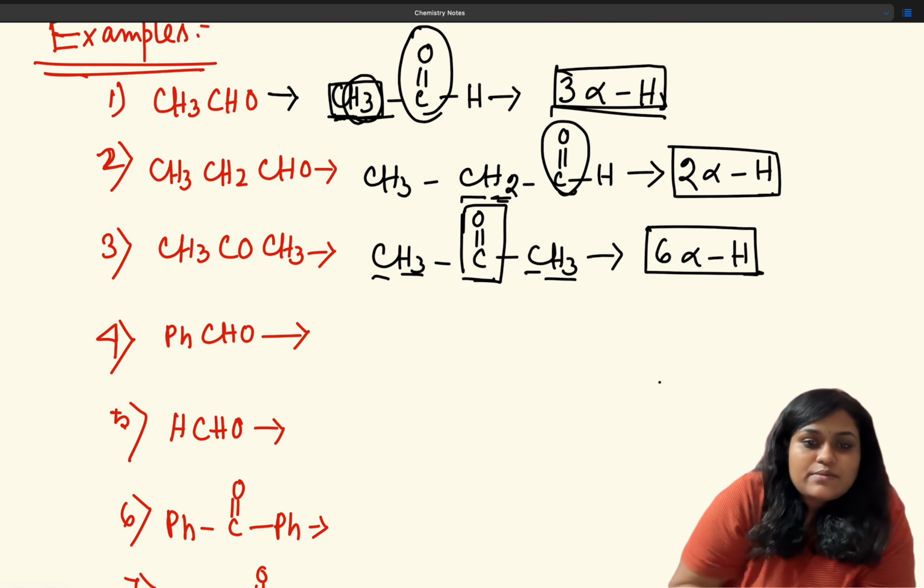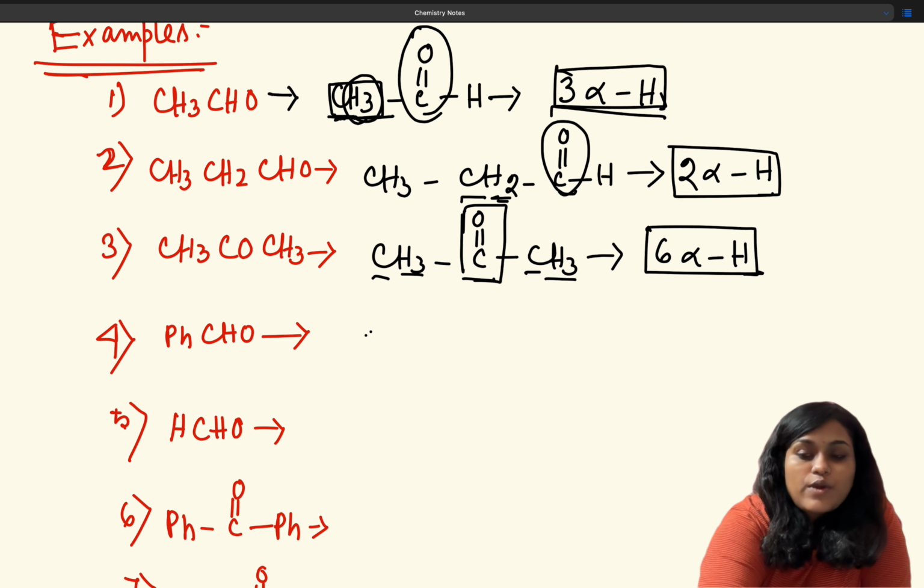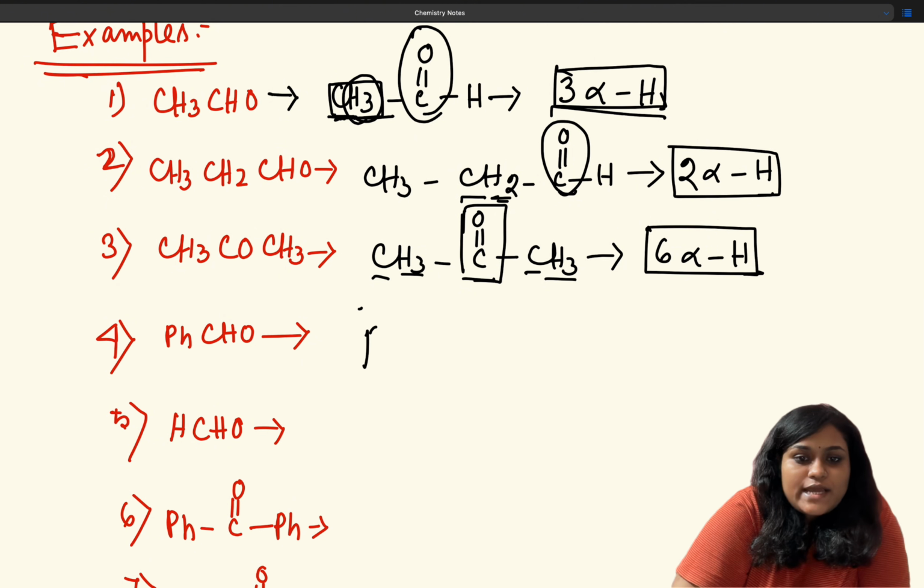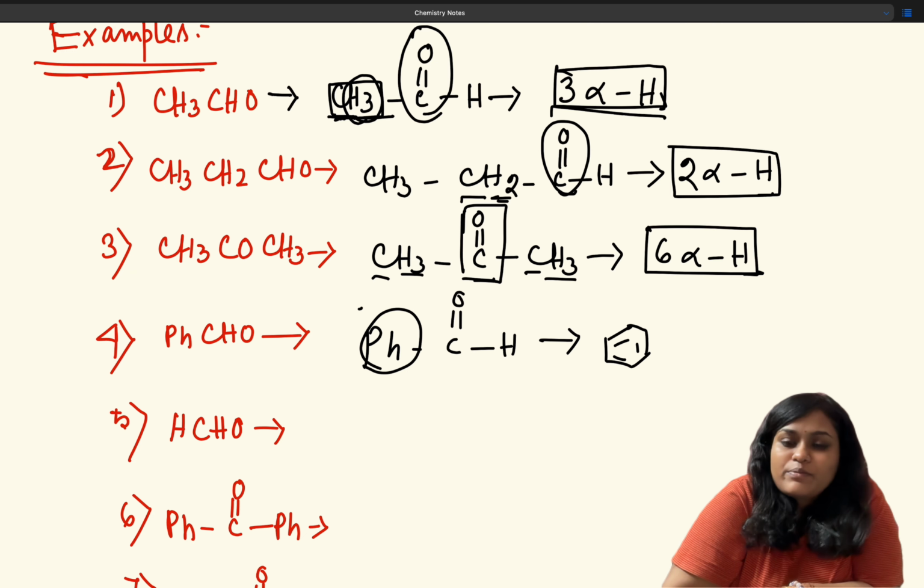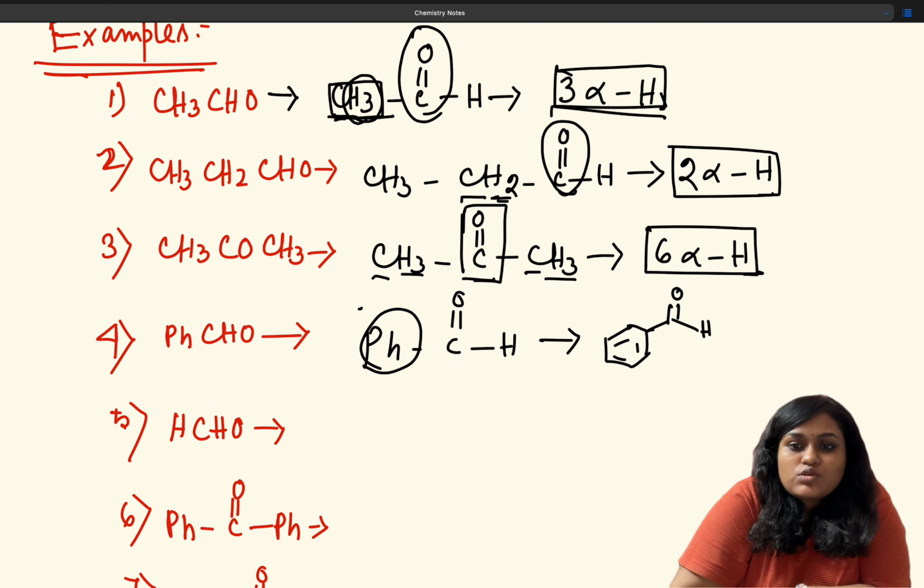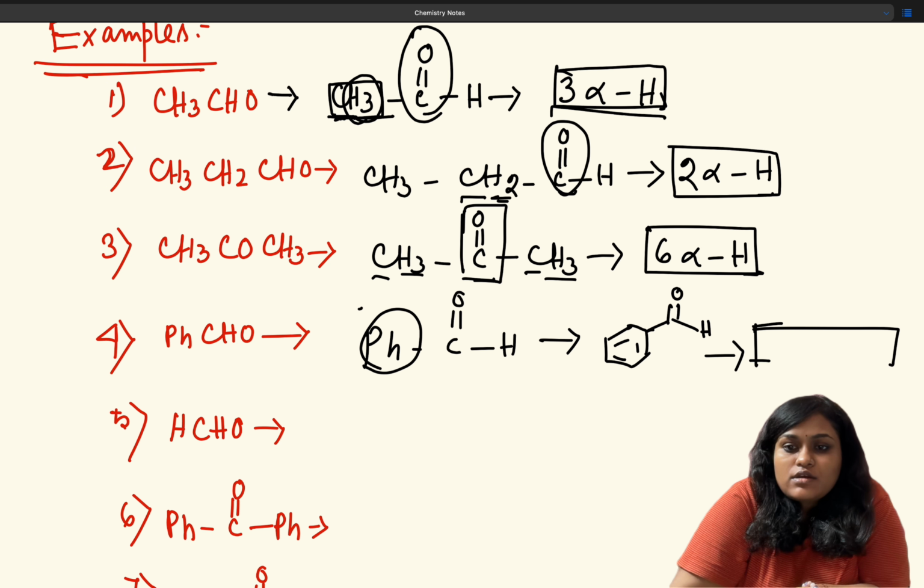Our next example is PhCHO, that is benzaldehyde. For benzaldehyde we also have to simplify the structure. Here we can see the phenyl group is present. This compound has no alpha carbon, that's why it has 0 alpha hydrogen.